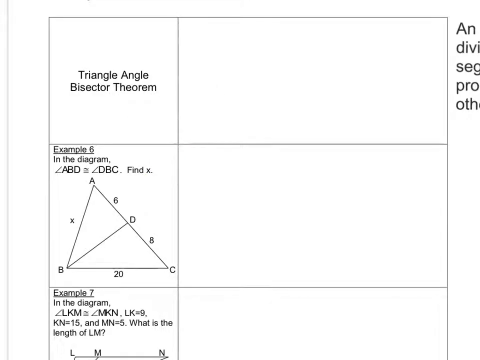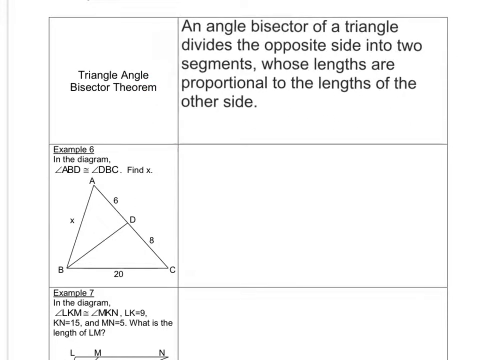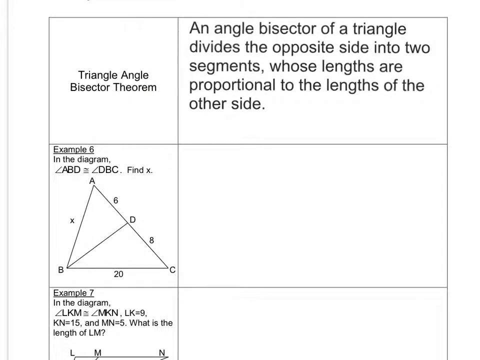You're looking good, guys. Here we go. Last theorem of the day. This is the triangle angle bisector theorem. Try saying that 3 times fast. The triangle angle bisector theorem. It's a long one. Sorry, guys. An angle bisector of a triangle divides the opposite side into 2 segments whose lengths are proportional to the lengths of the other sides.